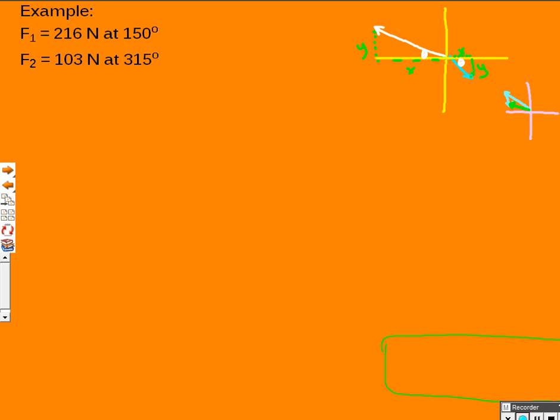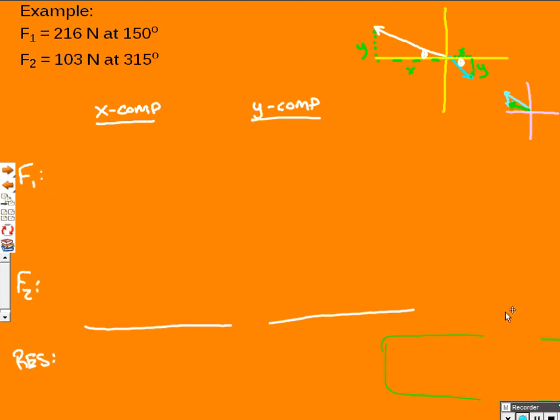Okay, so the way we're going to set this up is that we have two things to look at: the x component and the y component for each force. We're going to find each of those for both forces, and then when we add them together, combine them together, we get our resultant in the end. Well, the easiest way to think about this is back to the unit circle. Your x component, x is cosine on the unit circle, y is sine on the unit circle.